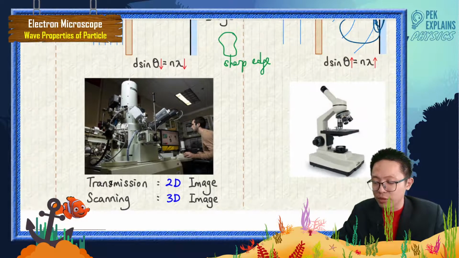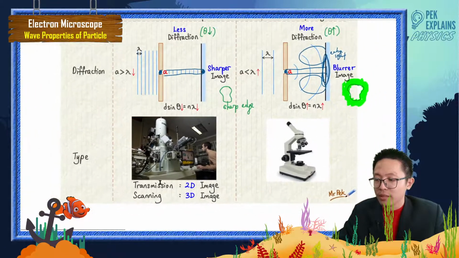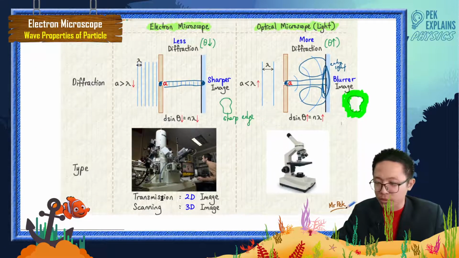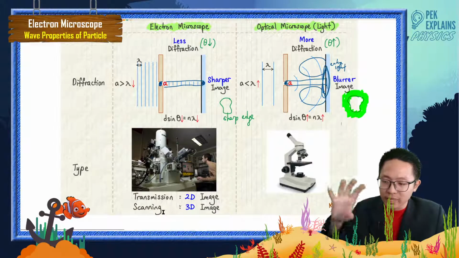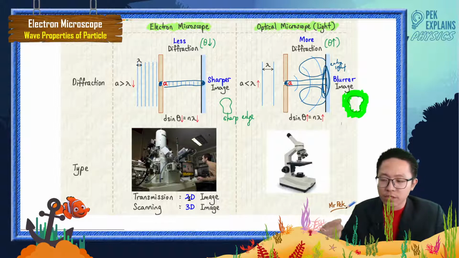And there are two types. There is the transmission electron microscope. Another one is called the scanning electron microscope. Transmission means the electron passes through the object. Scanning just scans the surface. So with transmission you can get a 2D image, but scanning can get a 3D image.